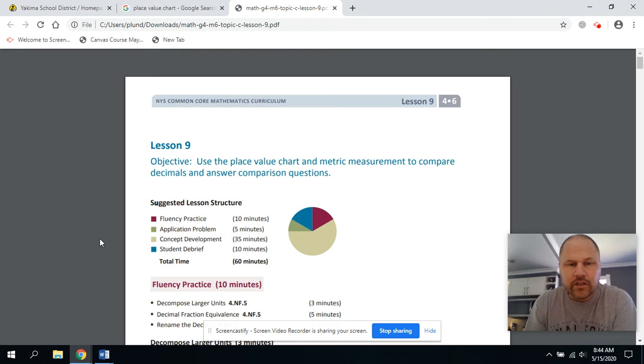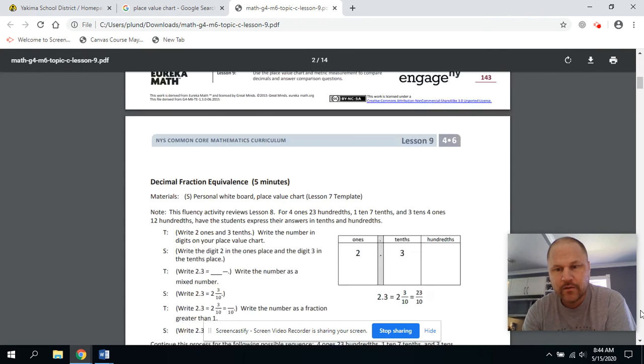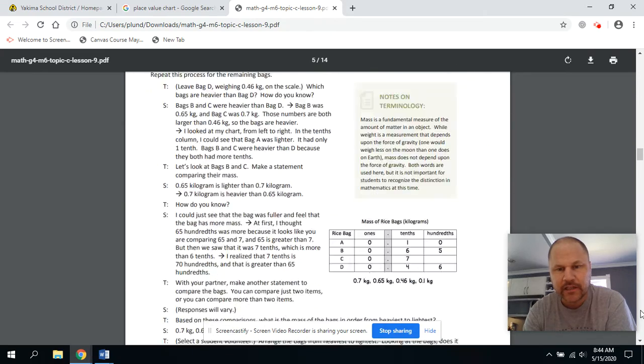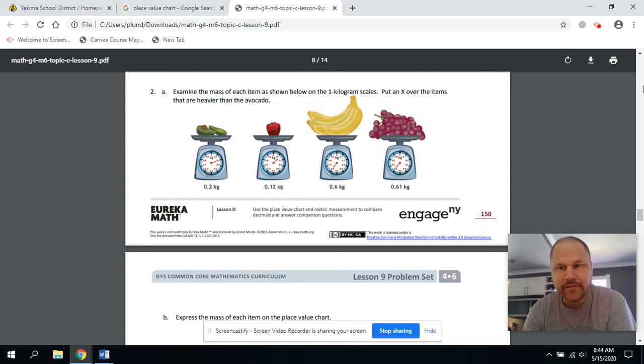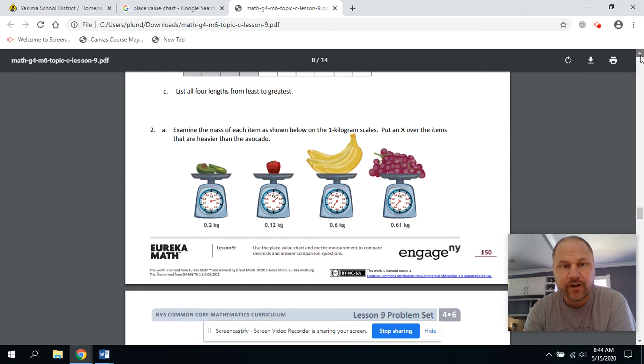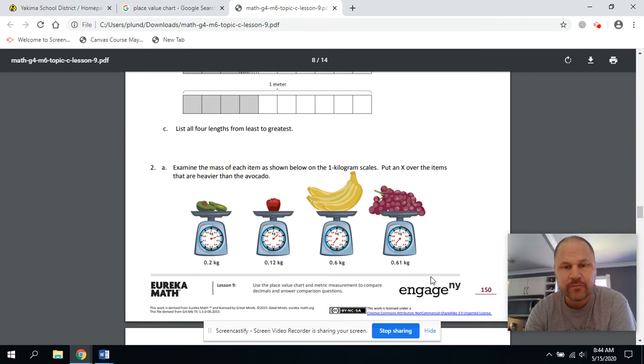Fourth graders, welcome. Lesson 9. Use the place value chart and metric measurement to compare decimals and answer questions. So, what you have looks like this, where we're comparing the weights of different objects and in decimals.